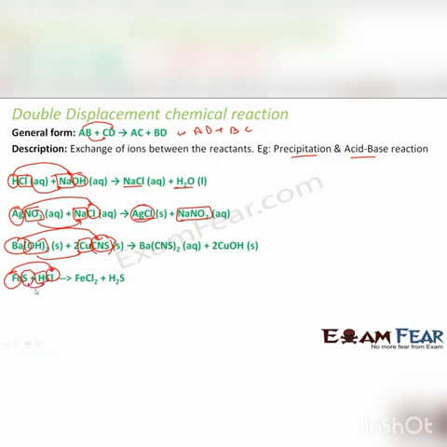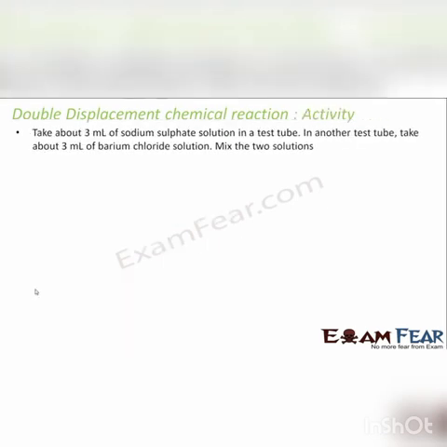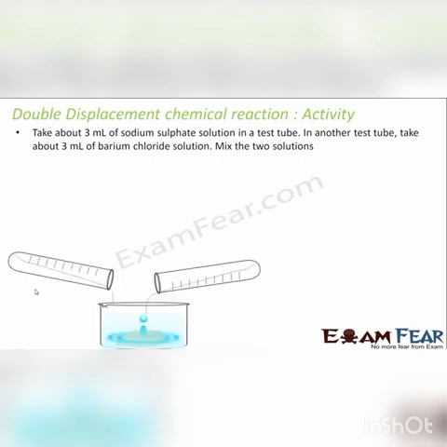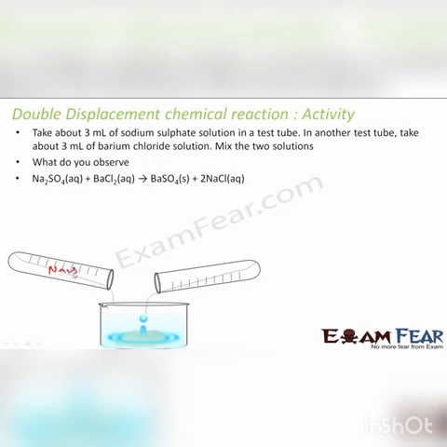So this is the example where you have double displacement happening. Hope you understand the concept of double displacement, that both the things are displaced. We'll take some activity for this. We'll take 3 ml of sodium sulfate solution in one test tube, and in another test tube we'll take 3 ml of barium chloride solution. We'll mix both. In this case we have sodium sulfate, Na2SO4, and barium chloride in the other.